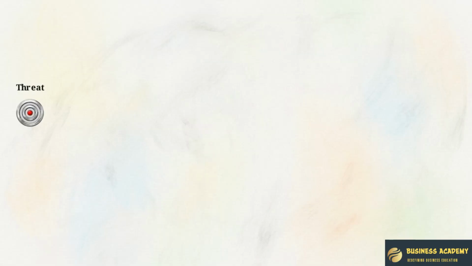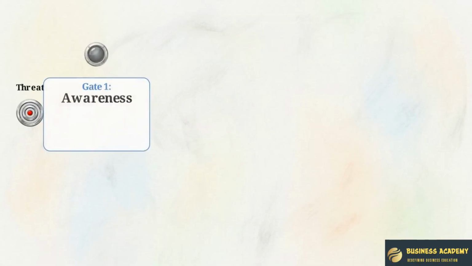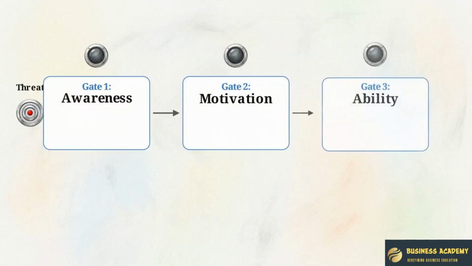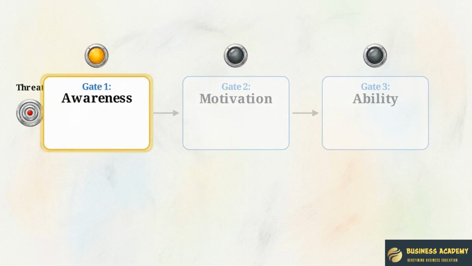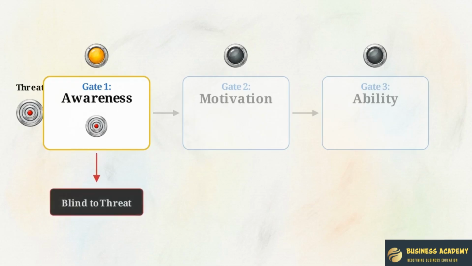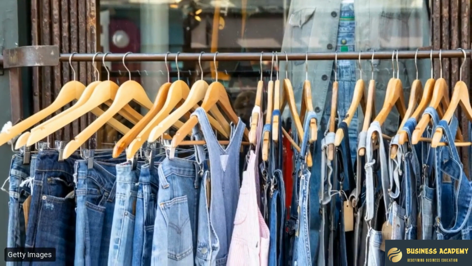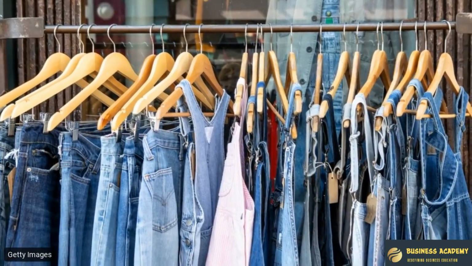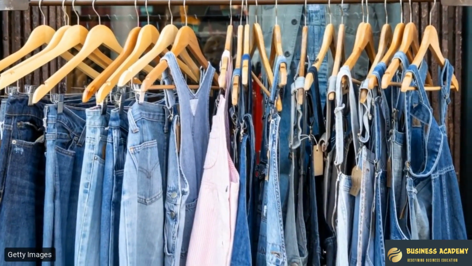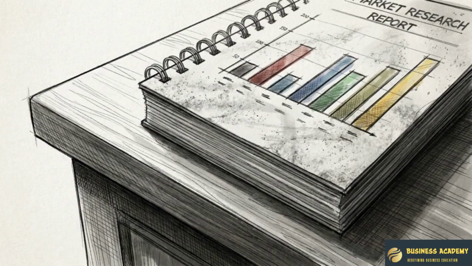Observing a threat doesn't guarantee a response. Before a competitor executes a countermove, the decision must pass through 3 sequential logic gates. The first is awareness. Many firms fail to respond simply because they do not recognize the competitive threat in time. When consumer preferences shifted away from rigid denim toward athleisure, Levi's lost market share. They had the production capacity to pivot, but their internal monitoring systems were too slow to spot the behavioral shift.